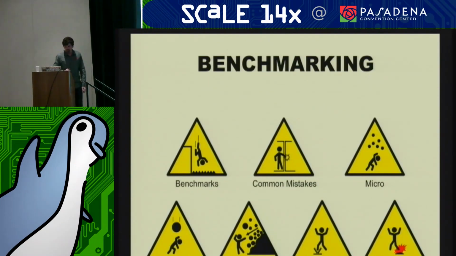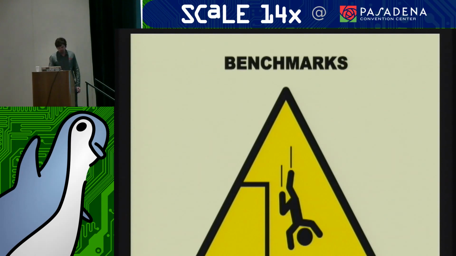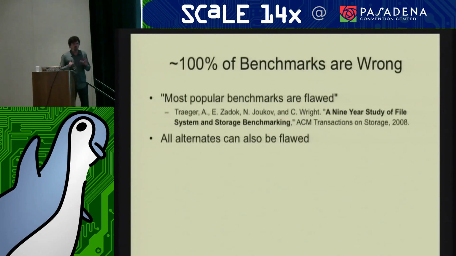The last section I've got is benchmarking. And benchmarking is extremely error-prone, to the point where I would say that almost 100% of benchmarks are wrong. And there's a nice quote I've taken from a paper called A 9-Year Study of File System and Storage Benchmarking. That sounds like hell. Who would do that for 9 years? Where they've said most popular benchmarks are flawed. You can see how restrained they are when they wrote that.